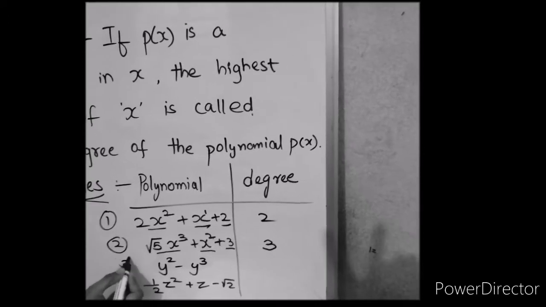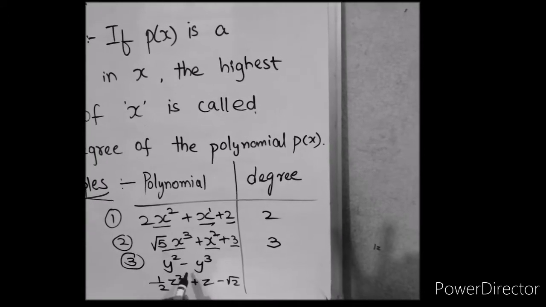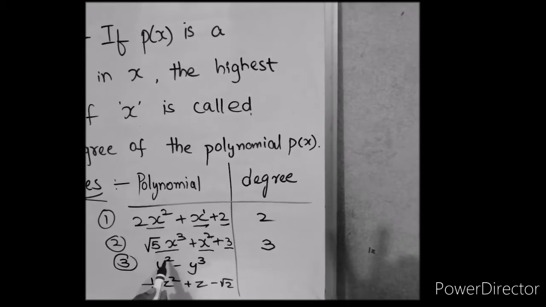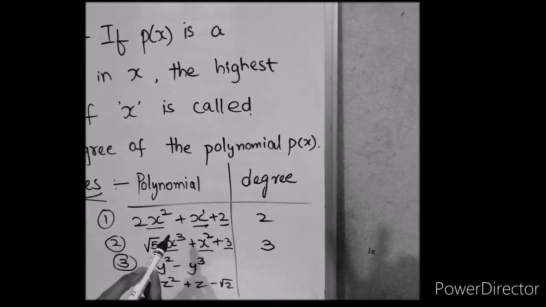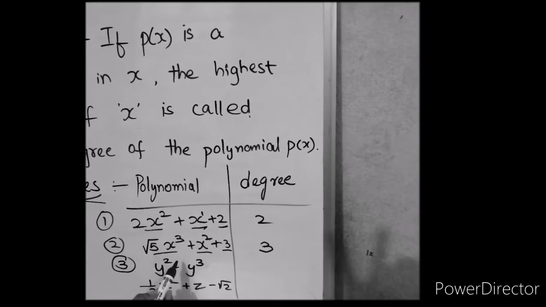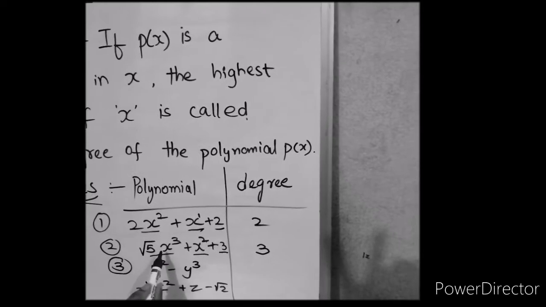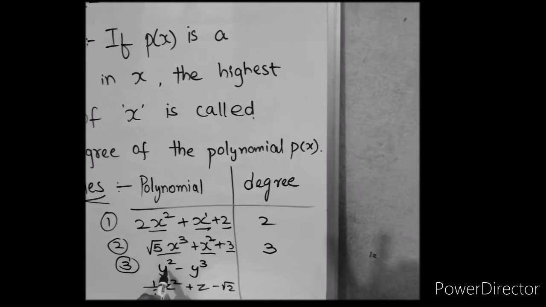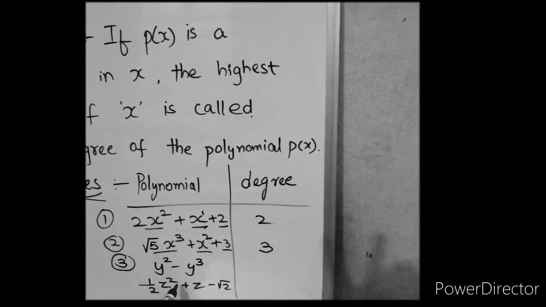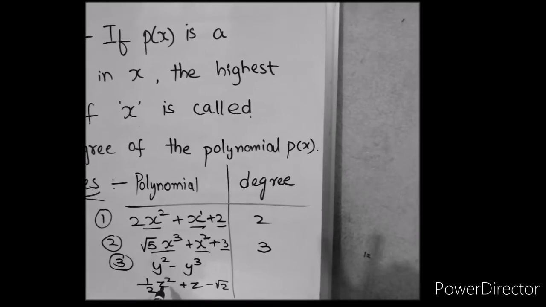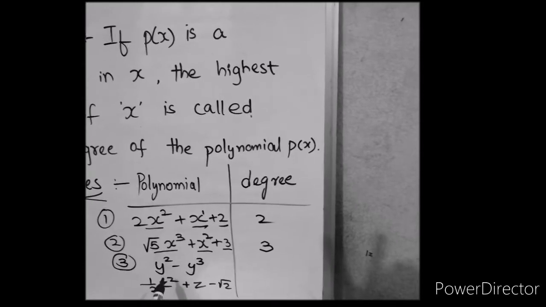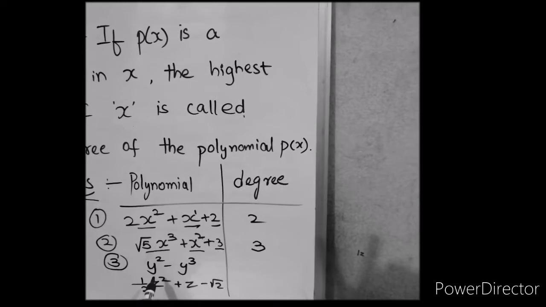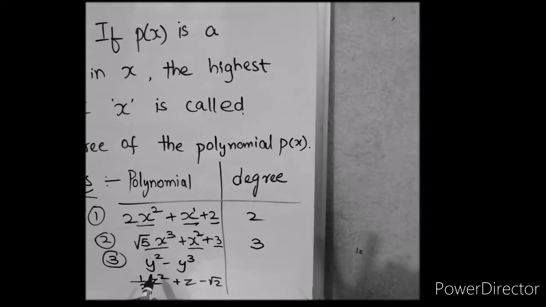Going to the third one, here if you see, there is a variable y. It is not compulsory that always the polynomial should consist of the variable x only. There might be any other variable like y or z or t, r, s. Mostly we will be taking this x, y, z, s, r, t, all this, and we can also take any other variables.